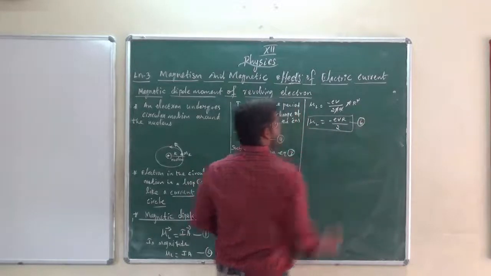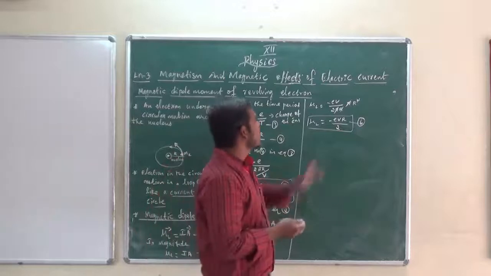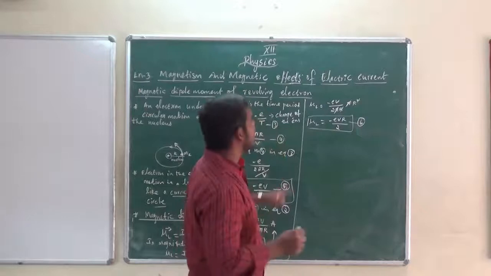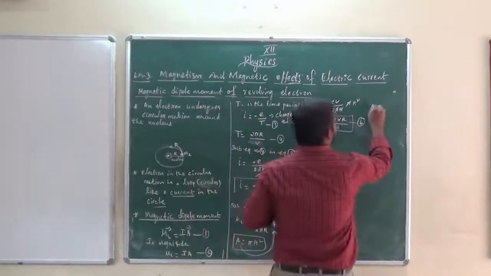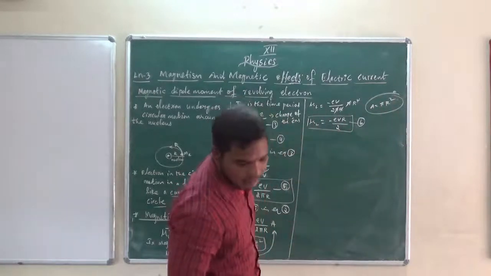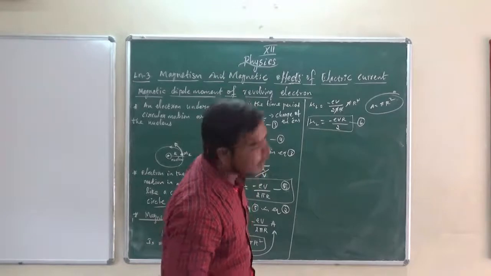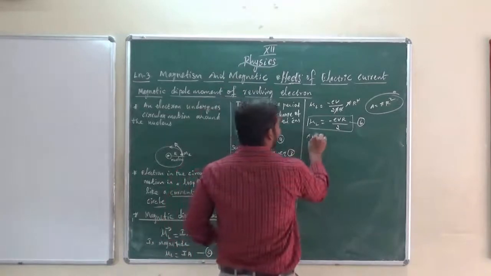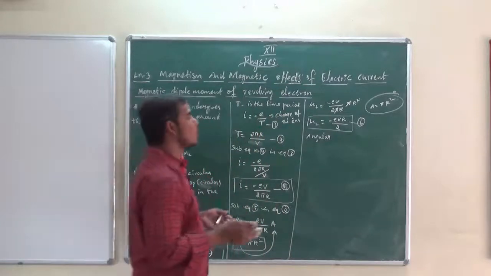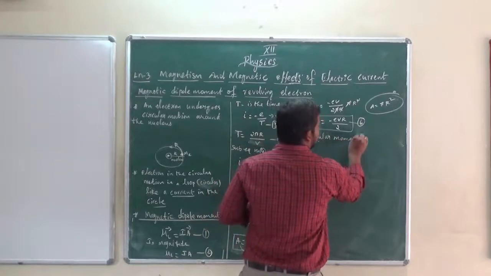This is equation number 6. How did we get equation number 6? If you have any doubt, please ask. Mu L equals minus eVR divided by 2. Here A is nothing but pi R square, the area of the circle, and R is the radius of the circle. Next we have to use angular momentum, because the electron is revolving around the circle, so there is no linear momentum here. We have to use angular momentum.